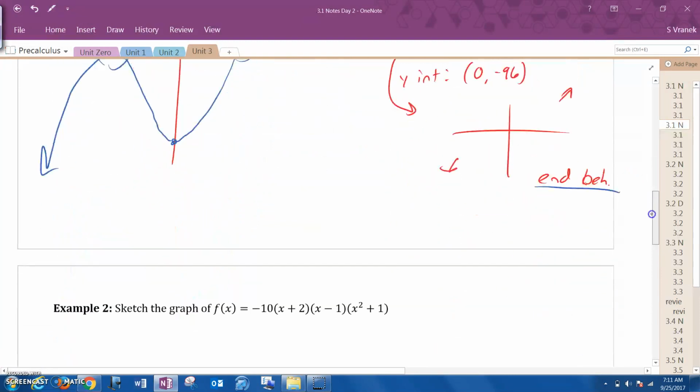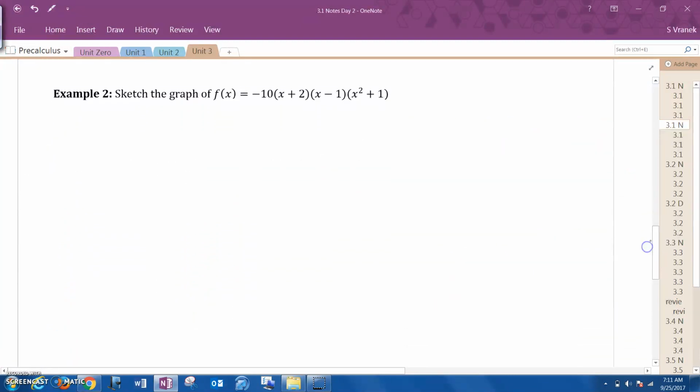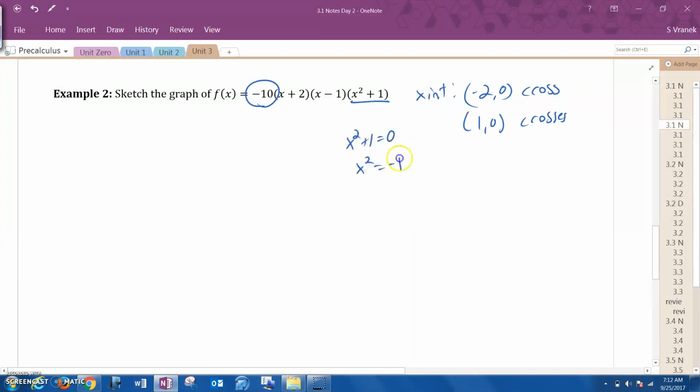All right, let's try another one. I notice that it's a negative lead coefficient. I notice that I have an x-intercept at -2, 0, and it crosses. I have 1, 0, crosses. And then I have this. I don't know what that is, so I'm going to solve it. X squared plus 1 equals 0. X squared equals -1. These are not real, so not intercepts.